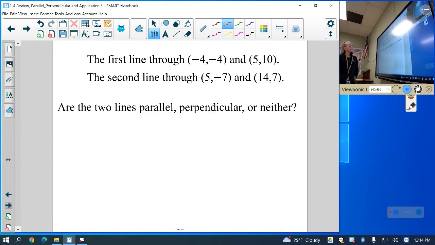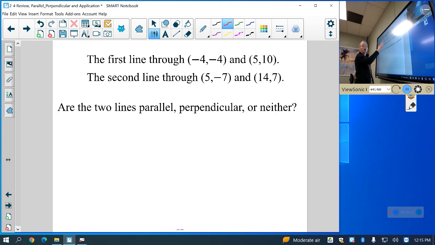All right, the first line goes through negative 4, 4, and 5, 10. The second line goes through 5, negative 7, and 14, 7. Decide if these two lines are parallel, perpendicular, or neither. Well, how do we know if lines are parallel? Parallel lines have the same slope. Perpendicular lines have opposite reciprocal slopes.